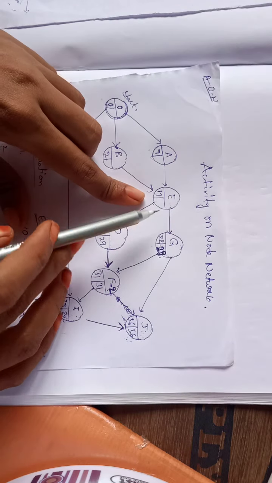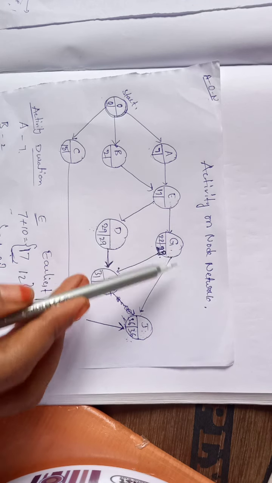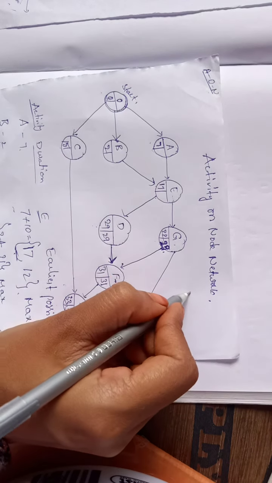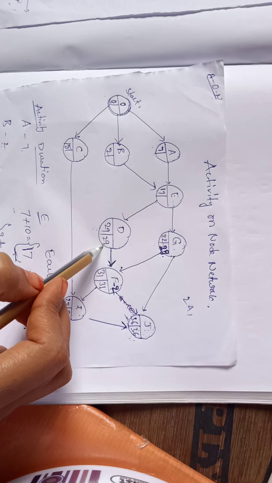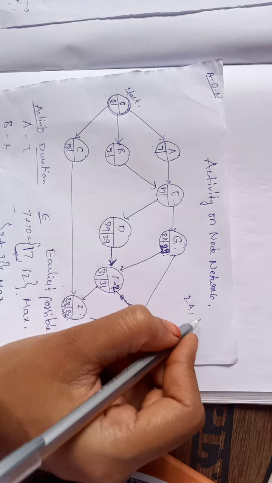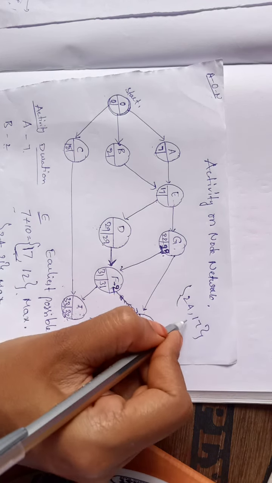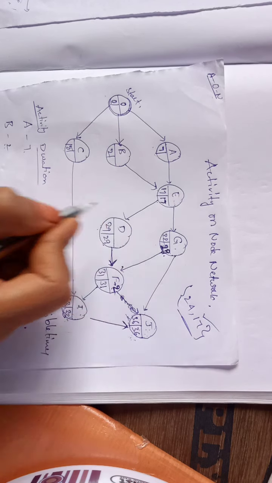And next for the activity G, 29 minus G, how much? 5. 29 minus 5 is 24. And also from this path if you go, 29 minus activity D is 12. 12 means 17 you are getting. So among these two, the minimum value is 17. We can directly take the 17 for this.